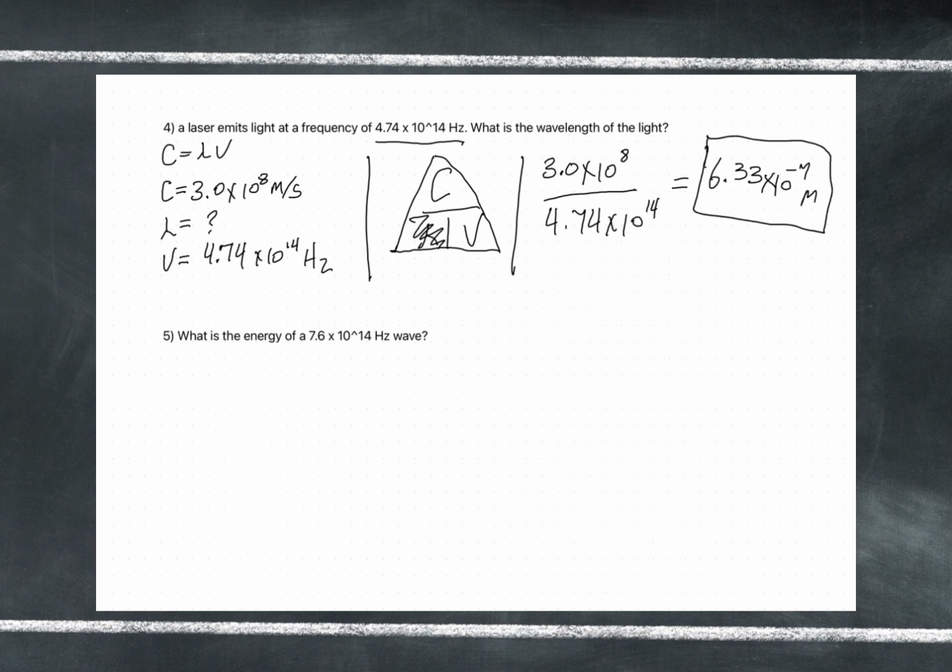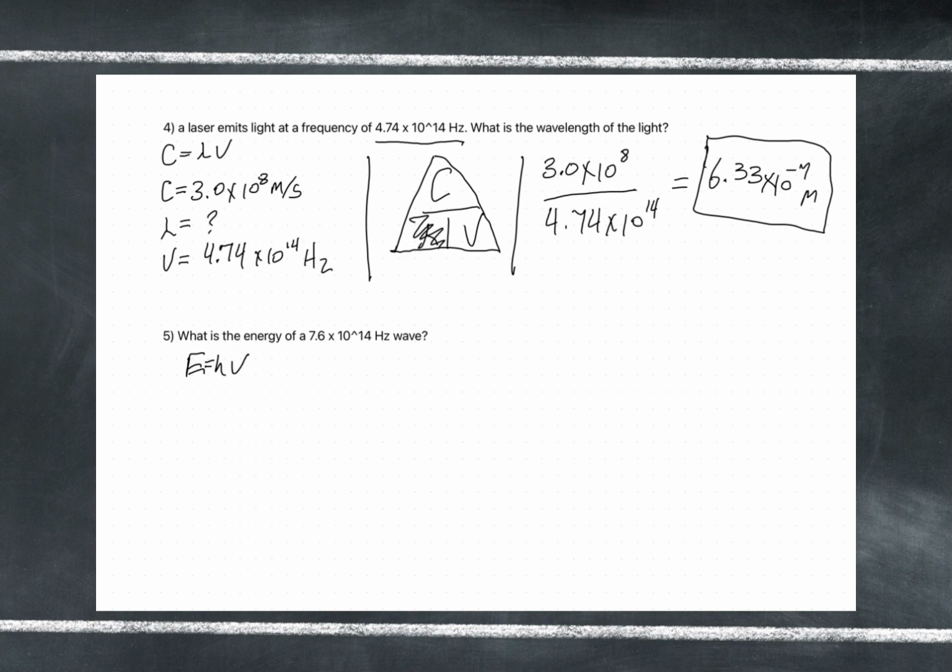Okay, so that one's not too bad. That one was pretty straightforward. Okay, so now let's work the fifth one. This is our final one. What is the energy of a 7.6 times 10 to the 14th hertz wave? So, same situation as our last one, except now we're asking for energy. The energy equation is E equals hv.